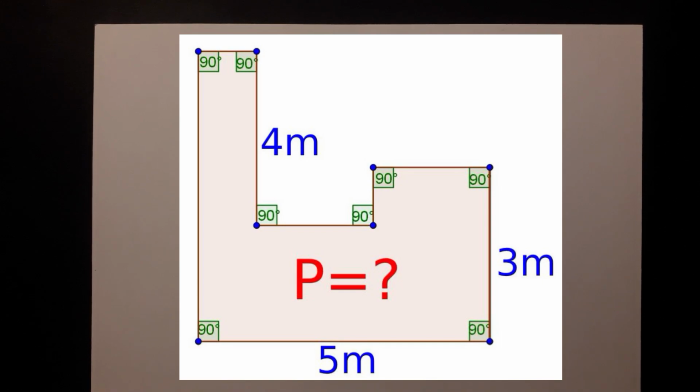In this video I will show you how to find the perimeter of this figure. In order to find the perimeter, we need to find all the lengths of the sides and add them. The problem which we are facing here is that we have only the lengths of these three sides.